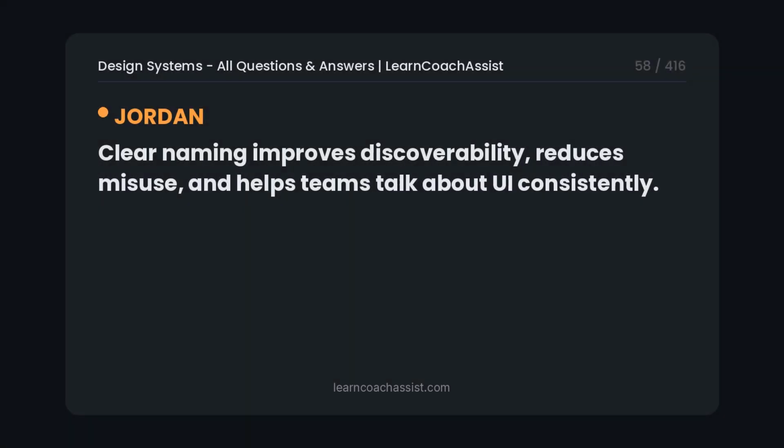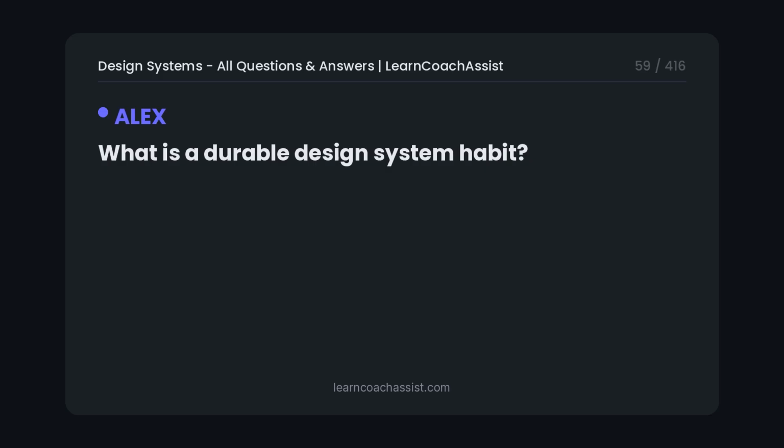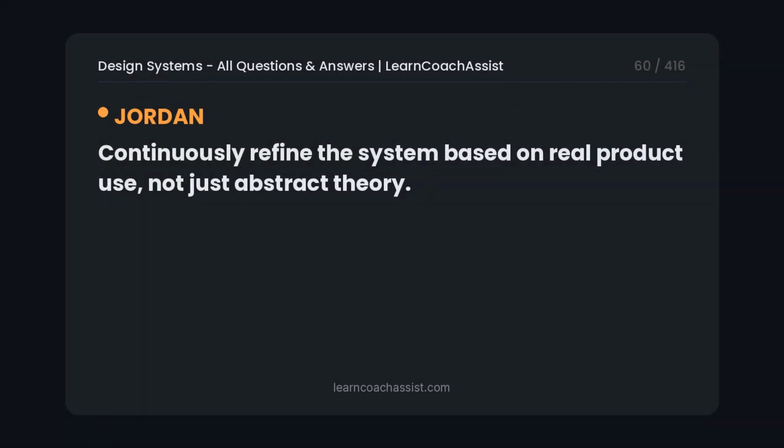Why is naming important in design systems? Clear naming improves discoverability, reduces misuse, and helps teams talk about UI consistently. What is a durable design system habit? Continuously refine the system based on real product use, not just abstract theory.